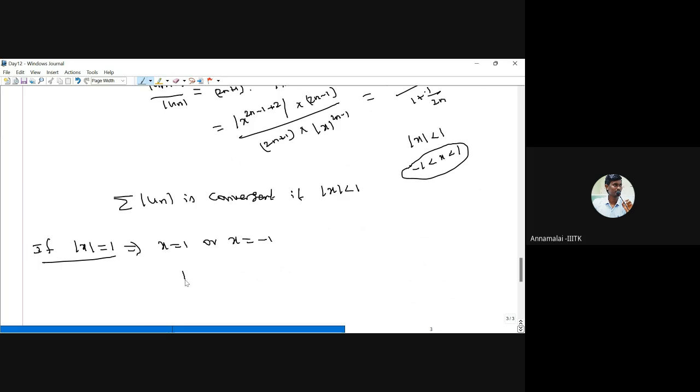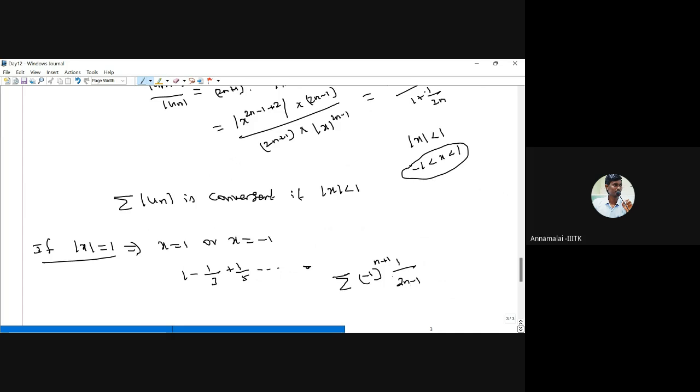So you get 1 minus 1 by 3 plus 1 by 5 minus and so on. Therefore this is an alternating series, right? So what is the nth term? Minus 1 power n plus 1, 1 by 2n minus 1. So this is the nth term.